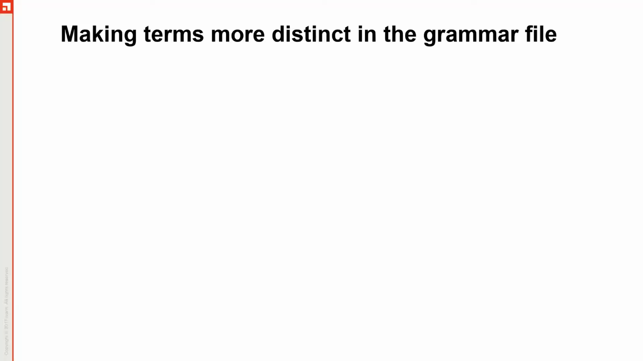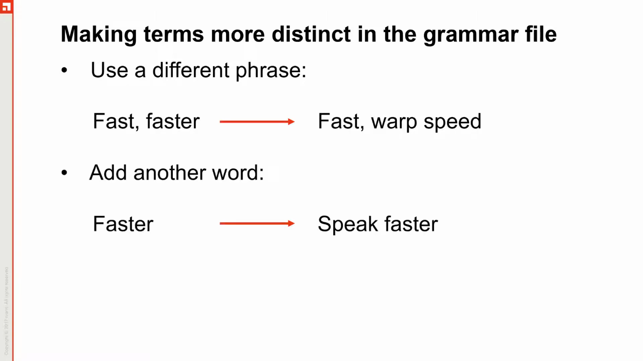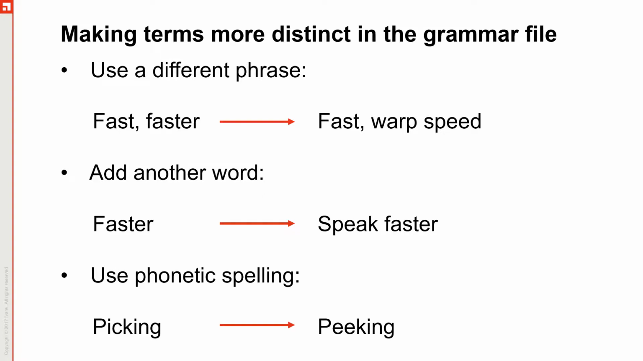To make terms more distinct, you can use a different phrase. For example, instead of fast and faster, use fast and warp speed. Add another word to the term. For example, instead of faster, use speak faster. You can also spell the word more phonetically in the grammar file. For example, instead of picking, use peeking.